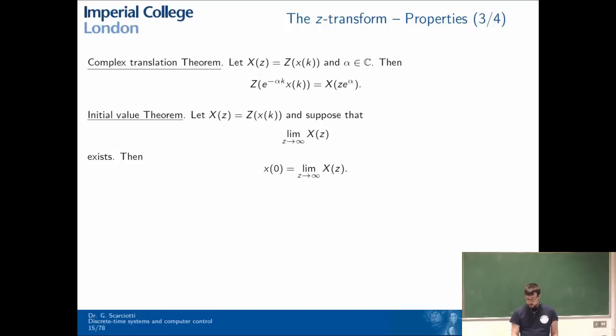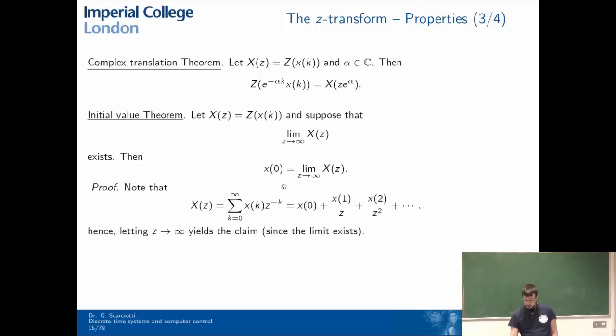However, this theorem is actually quite straightforward. The proof consists just in taking the z transform, looking at the definition of the z transform for the sequence x(k), and writing down this sum in an explicit way. Then you see that if z goes to infinity, all the terms that have z at the denominator will go to 0. So all these terms tend to 0, and the only term that stays is x(0). So this theorem is actually quite obvious.